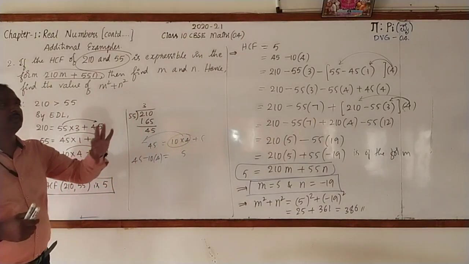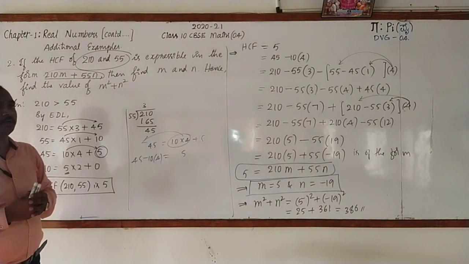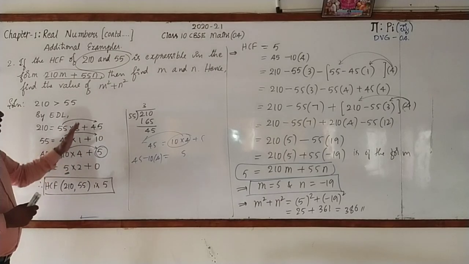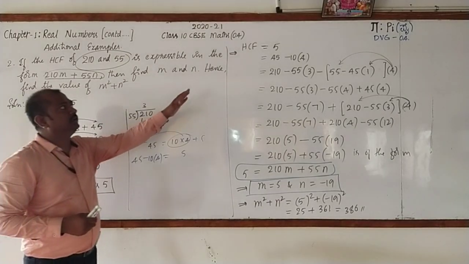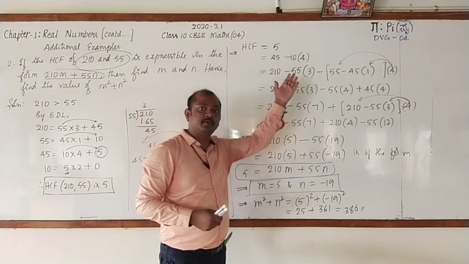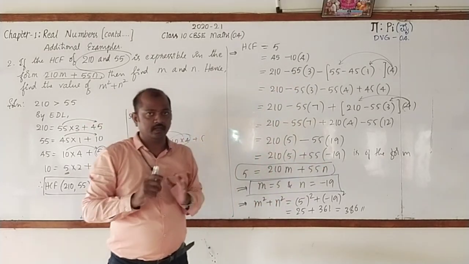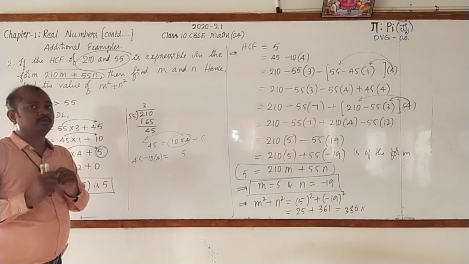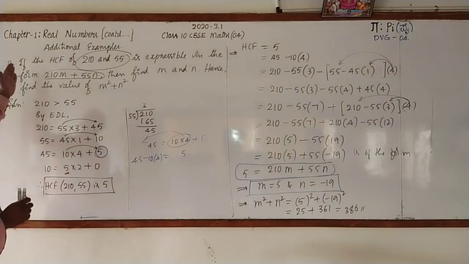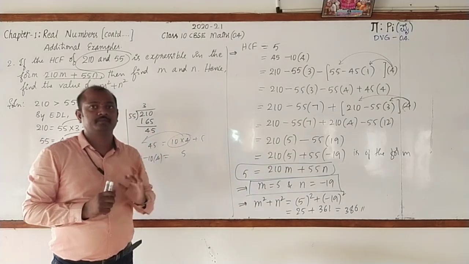This type, even some small numbers or bigger numbers can be given. You have to practice this. First you will find out the HCF, then you will go for expressing the HCF of the given numbers in the given form. Clear? Okay, now you have to pause the video, then copy from here to there.